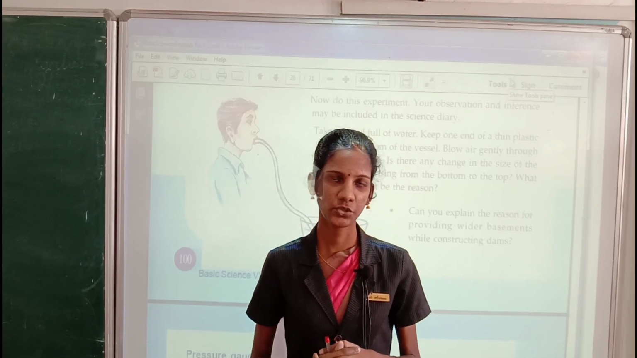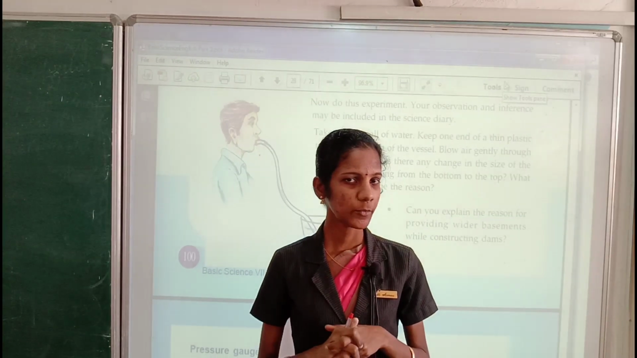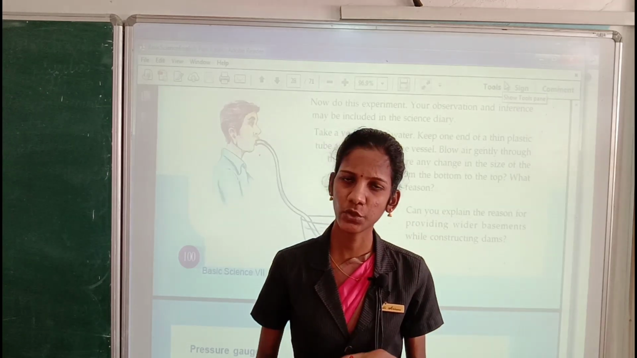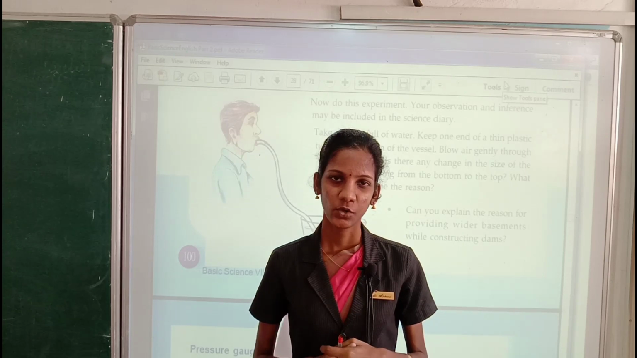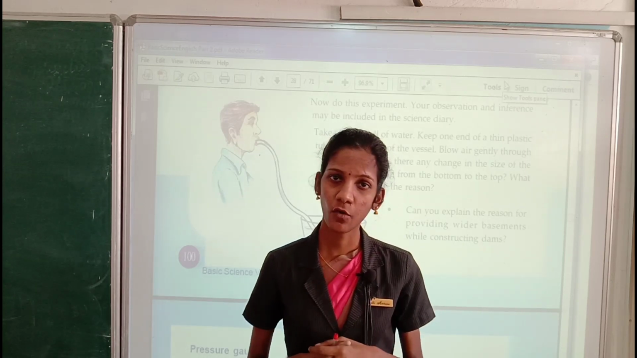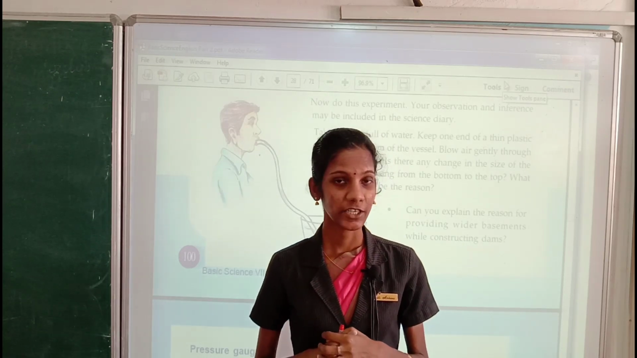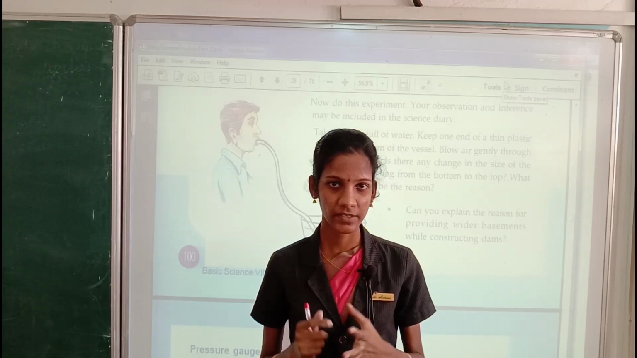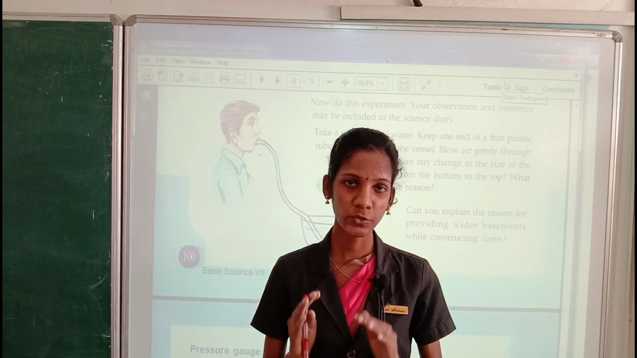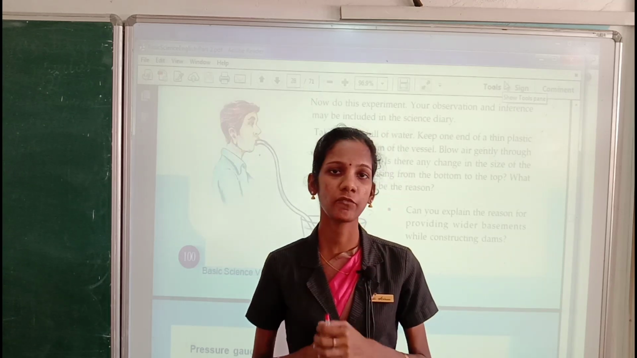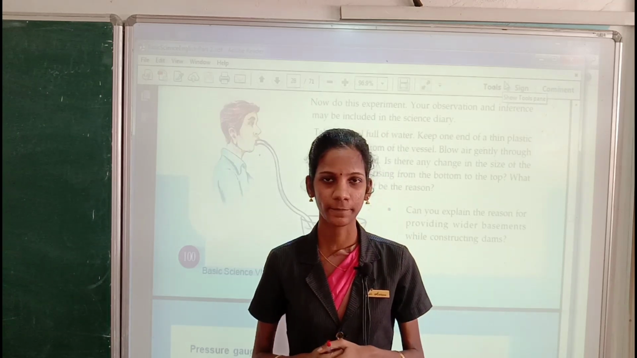Okay, understood? We have studied about a device which can measure the atmospheric pressure, isn't it? Which was the device? Yes, barometer. Who was the discoverer of the barometer? Yes, Evangelista Torricelli is the scientist who discovered the barometer. And atmospheric pressure can be found with the help of this barometer.